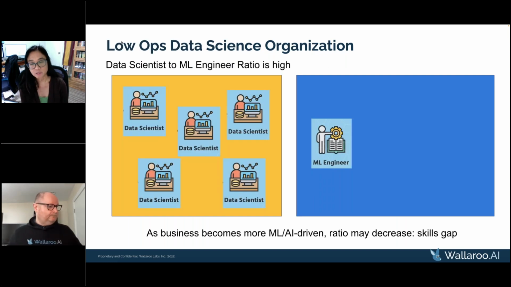Hi, I'm Nina Zamel. I am the VP of Data Science Practice here at Wallaroo, and we're here today to talk about low ops production machine learning. So probably the first thing we should do is define what we mean by a low ops data science organization. The easiest definition is really to say it's one where the ratio of data scientists to ML engineers is high. That is, there are a lot more data scientists in the organization than there are ML engineers.